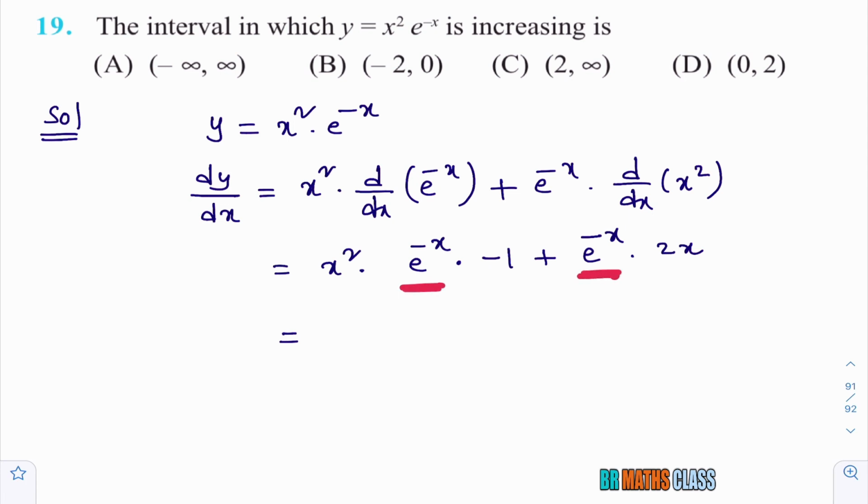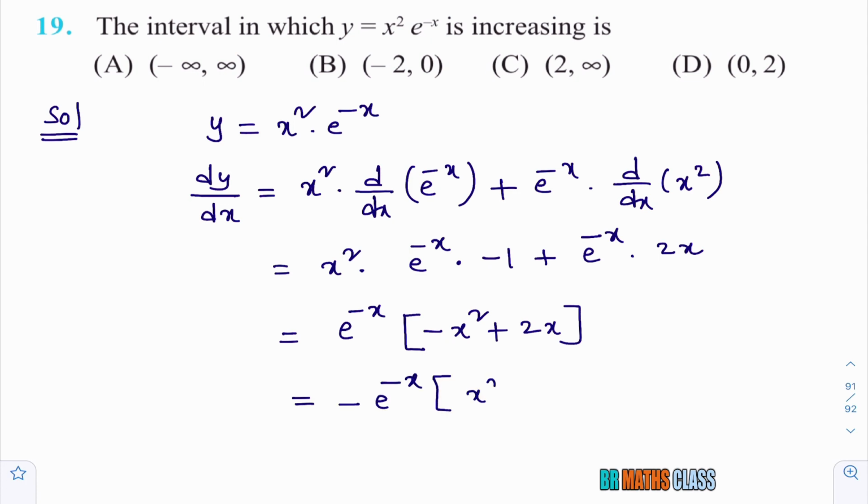I'll take e power minus x common. If I take e power minus x common, what will I get? Here you see minus 1 is there, here x square is there. Minus x square plus 2x. Inside the brackets a minus is there, so it is not looking good. What I'll do, I'll take minus common. Then you will get minus e power minus x into x square minus 2x. Please try to understand. In this I took minus common, that minus I have written. This minus x square plus 2x will become x square minus 2x.